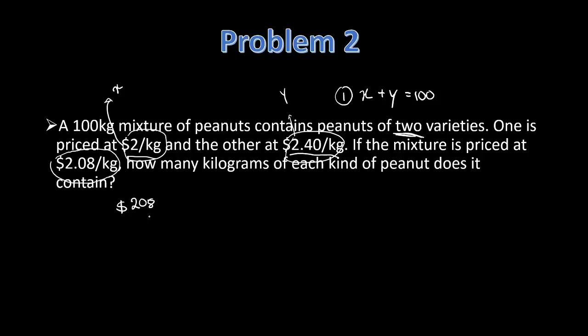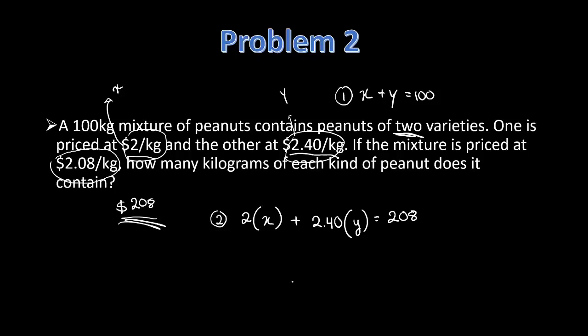Now this total price, if you take the $2 per kilogram multiplied by the total number of kilograms plus the $2.40 per kilogram multiplied by the total number of kilograms of that variety, then you're going to end up with a total of $208. Because x plus y is equal to 100, and if you multiply each one by the amount that it's worth per kilogram, then you should get $208, and that will be equation number 2. Alright, now let's solve.